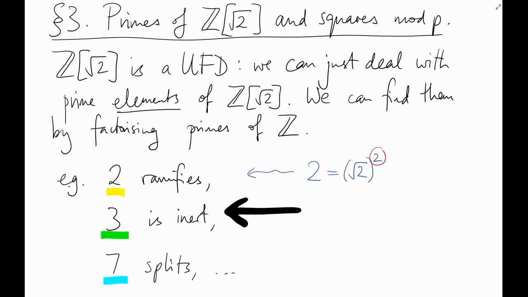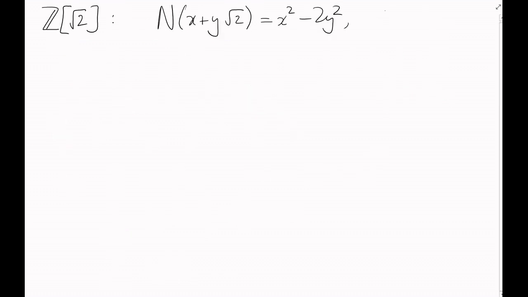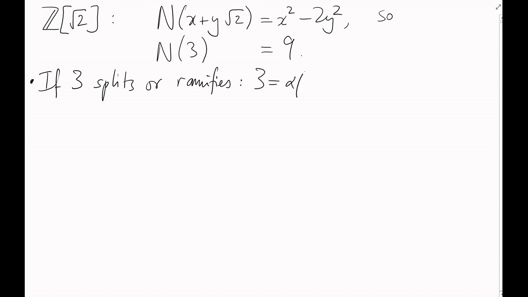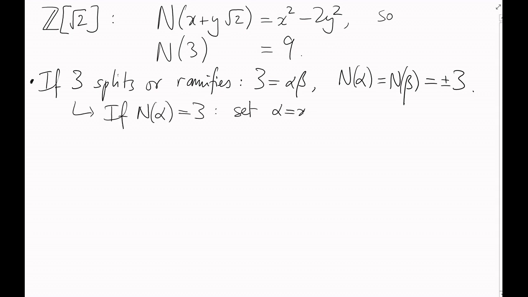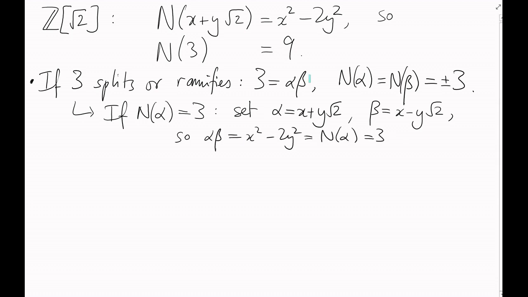The norm of x plus y root 2 is x squared minus 2y squared, and the norm of 3, therefore, is 9. So if 3 splits or ramifies in Z adjoin root 2, in other words, if it factorizes further, it must be a product of 2 elements of norm plus or minus 3, say alpha times beta, because the norm function is multiplicative. In fact, if there's any element alpha of norm 3, say alpha is x plus y root 2, then let's set beta equals x minus y root 2. It's root 2 conjugate. Then alpha times beta, which is the norm of alpha, is equal to 3. So 3 does factorize as alpha times beta.